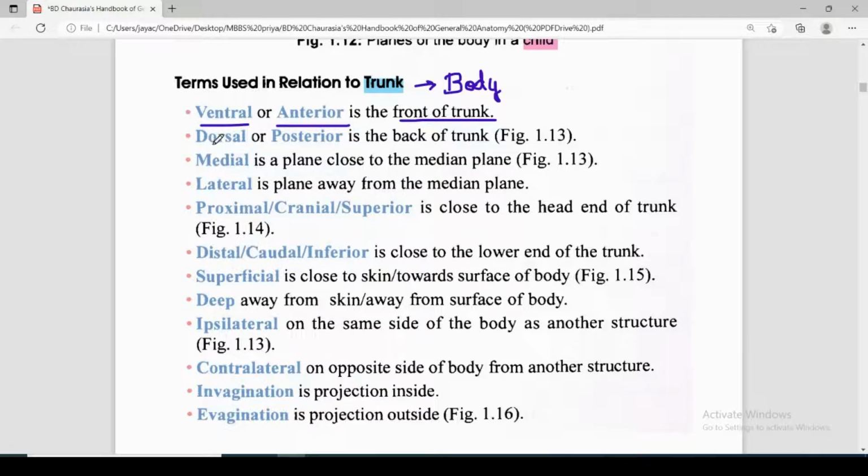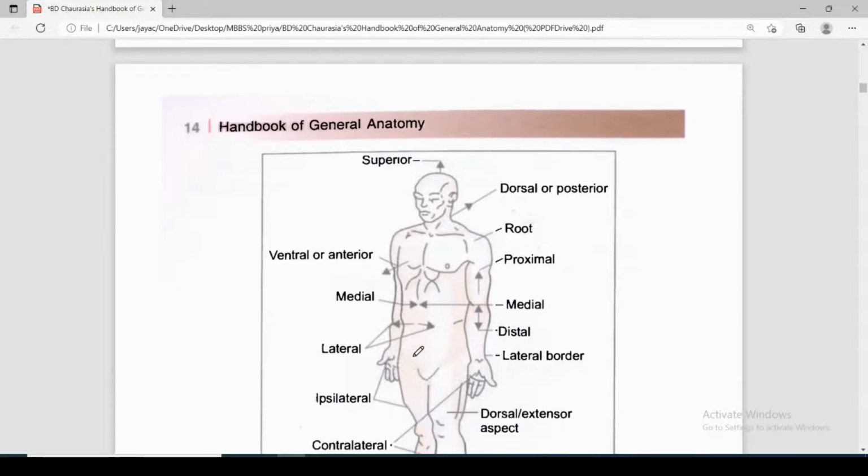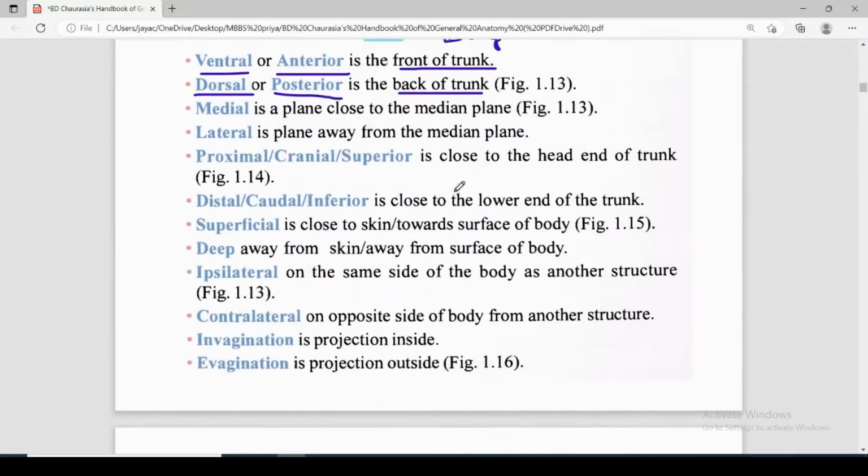And the next one is the dorsal or the posterior, that is the back of the trunk. So this is this position. Okay, so this one is the ventral or anterior, this position. In this position we call it front. Dorsal or posterior is our back side.